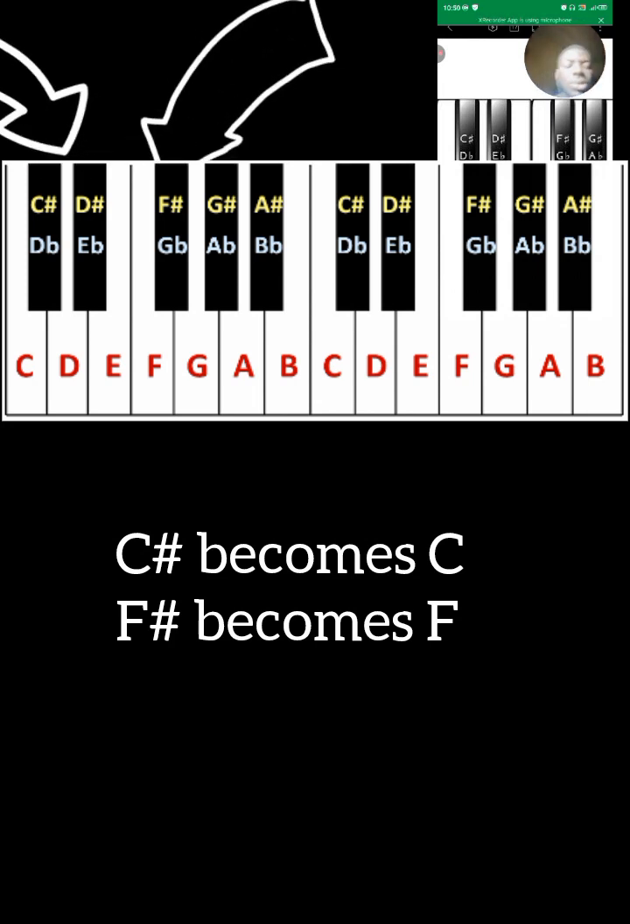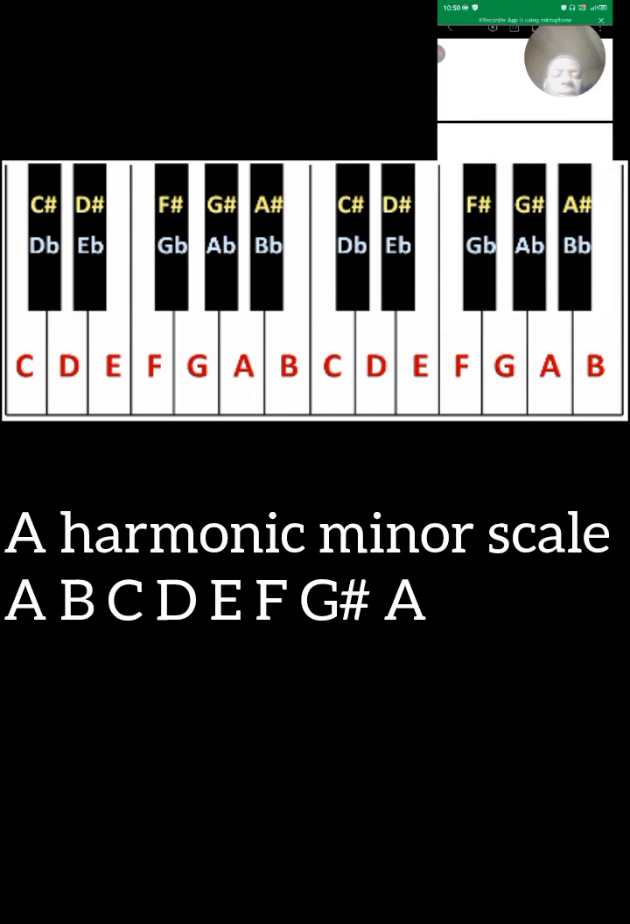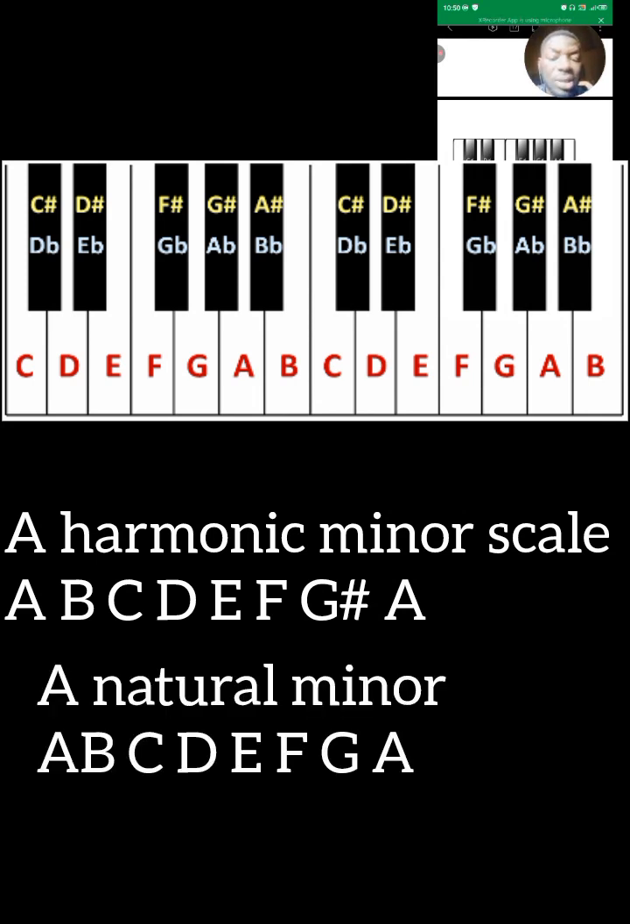So now our new scale will be A harmonic minor: A, B, C, D, E, F, G sharp, and A. You can see that this is different from the natural minor. The natural minor was A, B, C, D, E, F, G, and A. But this one has a G sharp. Can we see that? Alright, so it's different.